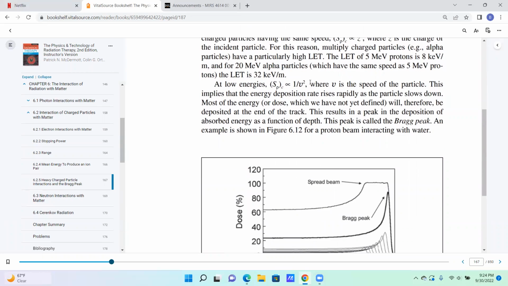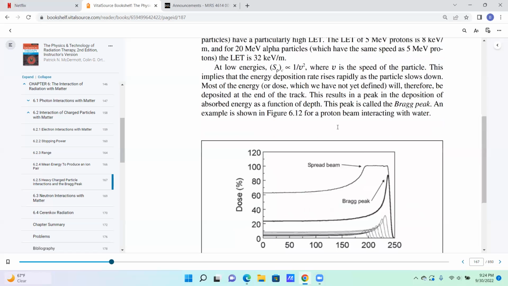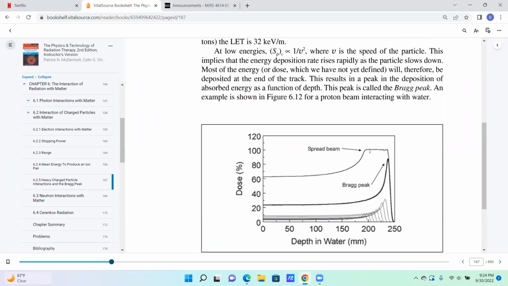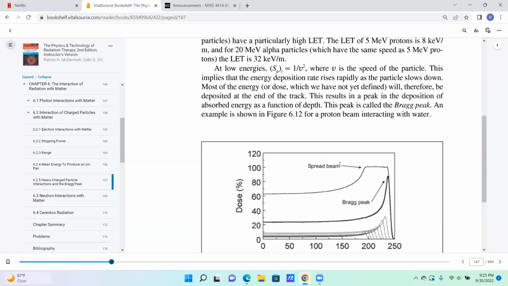At low energies, the stopping power is proportional to 1 over the velocity squared. So this implies the energy deposition rate rises rapidly as the particle slows down. Most of the energy will therefore be deposited at the end of the track, which is what's going on here. You have this particle going in several millimeters into whatever it is. You are getting a huge peak of the deposition of the dose, and then it just drops off. This huge peak here, since the velocity gets so low, is called the Bragg peak.